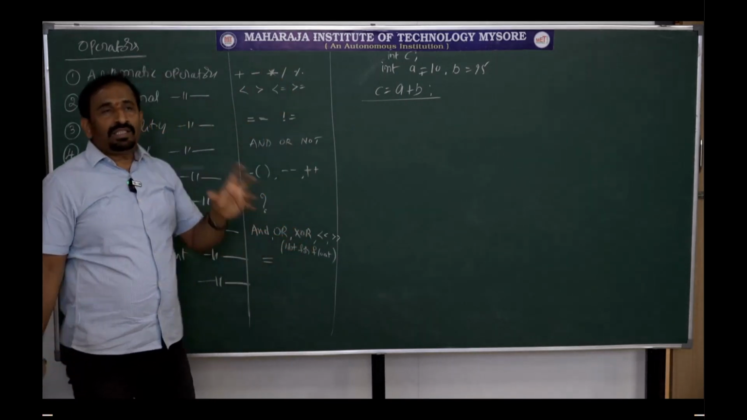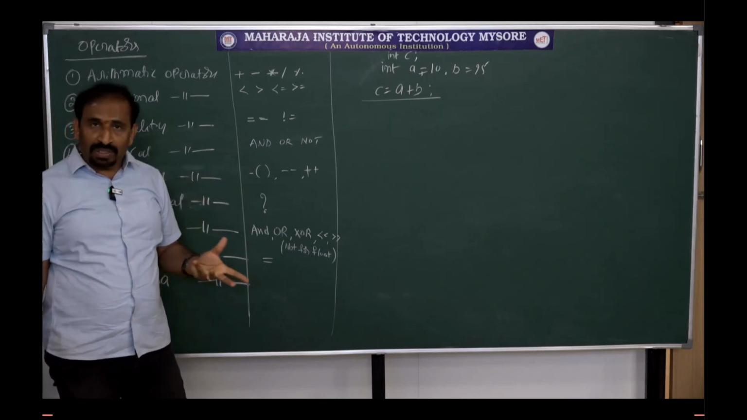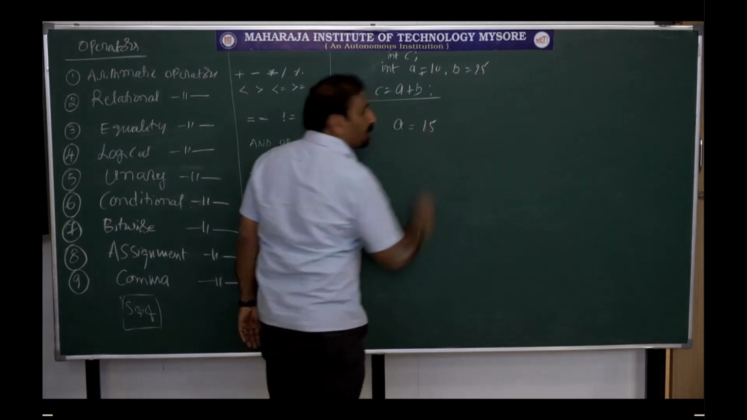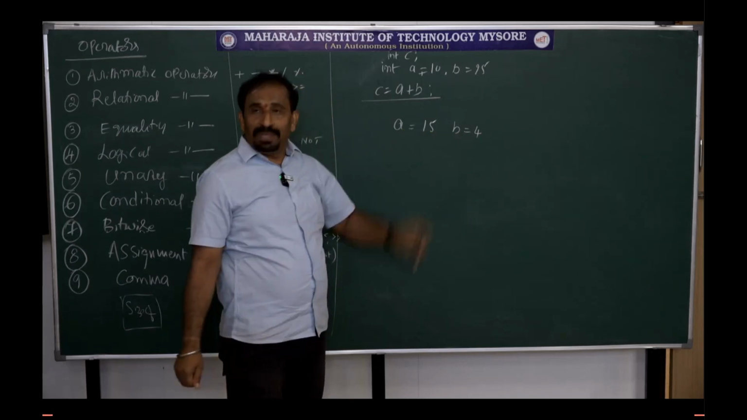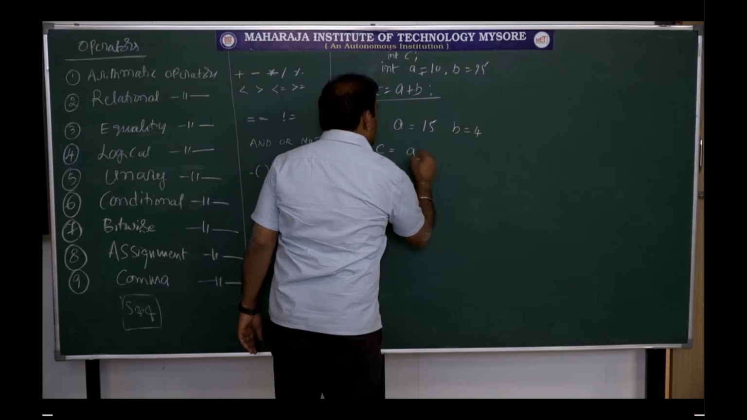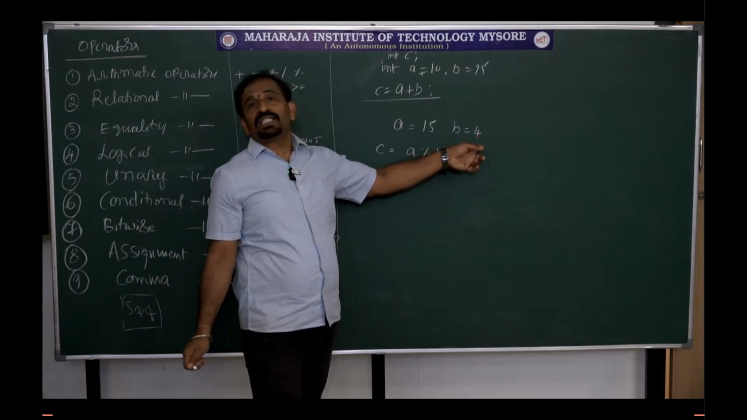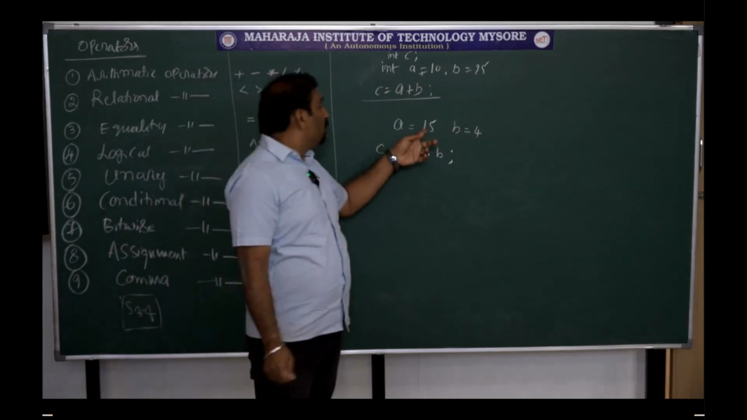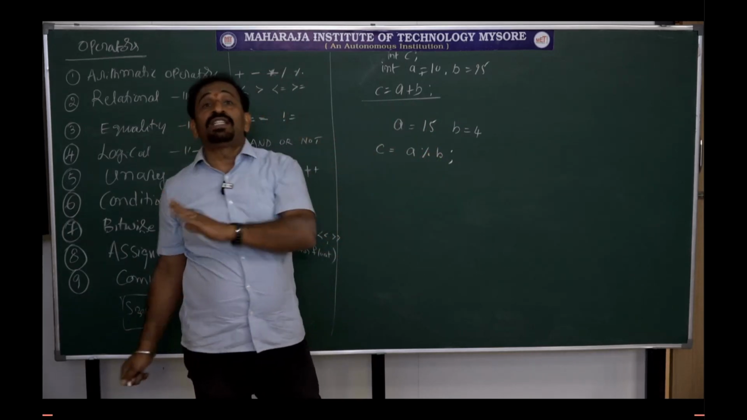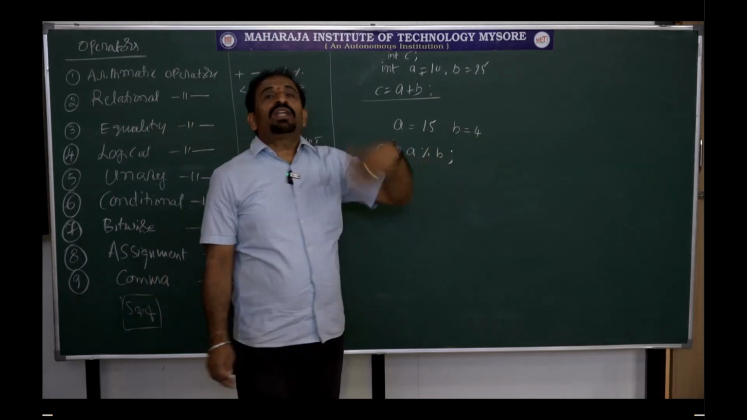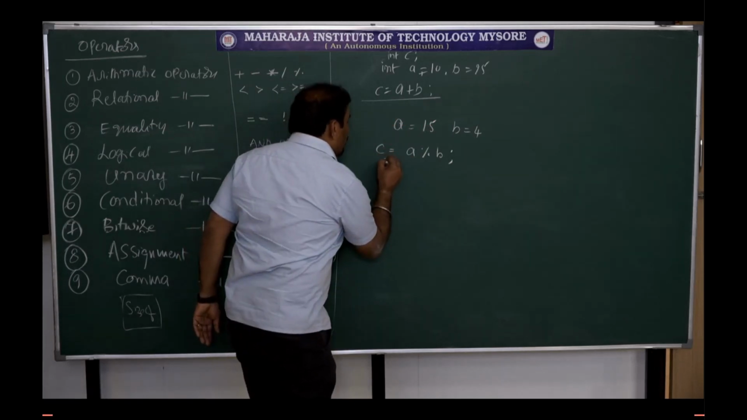Whereas the mod operator, after doing the division, gives you the remainder. How much remainder is left out? For example, say A is equal to 15 and B is equal to 4. When I do the mod of A and B, C is equal to A mod B. What will happen? Is 15 fully divisible by 4? No, it is not fully divisible. 3 times it gets divided. I am not interested in how many times it gets divided. What is the remainder when you divide 15 by 4? You get 3. So 3 is stored here. C becomes 3.